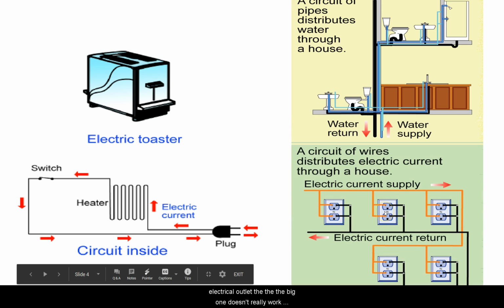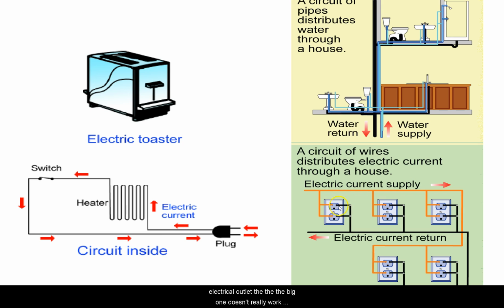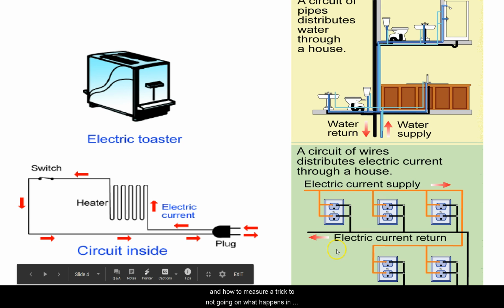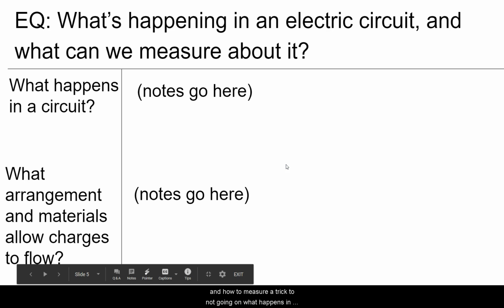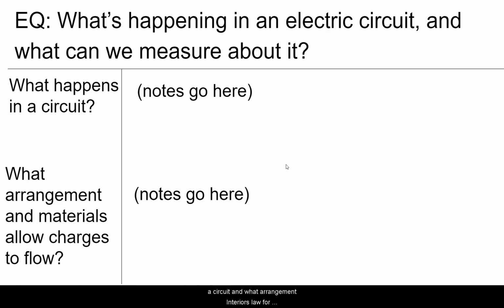Same thing goes here. There are 3 holes in an electrical outlet. The big one doesn't really work for this part. It's for just in case something bad happens. But one of the holes is to allow electrons to go out, and the other one is to let electrons come in. So, what's happening in an electric circuit and how can we measure it? We're going to continue that going on.